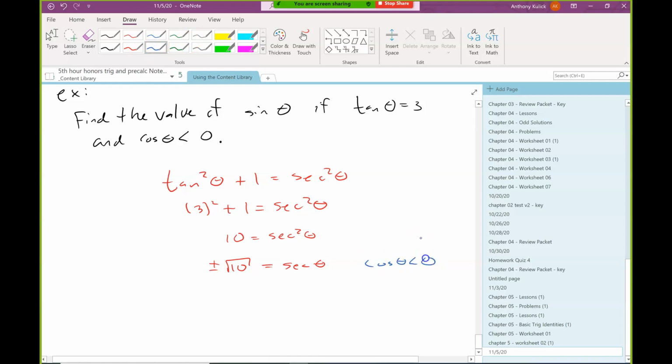And I know that secant and cosine are reciprocals. So I can say that.